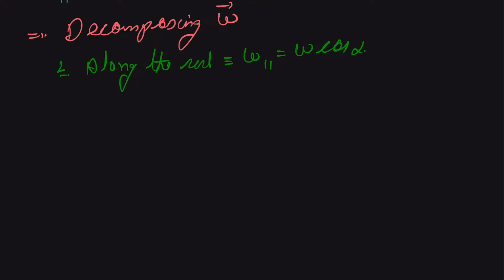And next is perpendicular to the rod, and perpendicular to the rod we can say this omega perpendicular will be equal to omega sine of alpha. And obviously for the contribution of the angular momentum, only the perpendicular component is going to contribute to the angular momentum. The parallel one is not going to contribute.